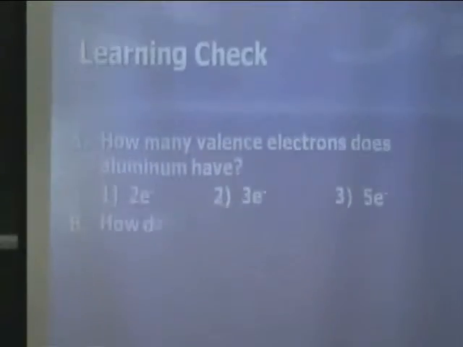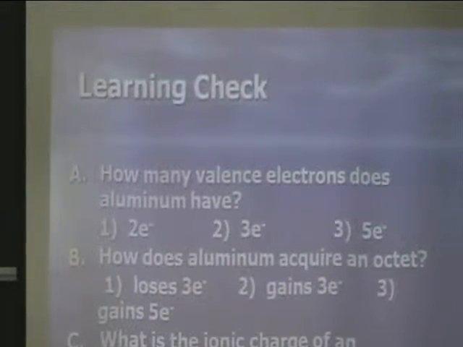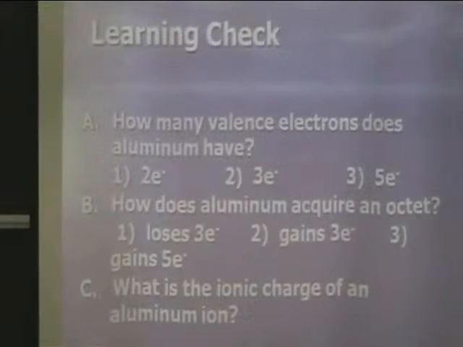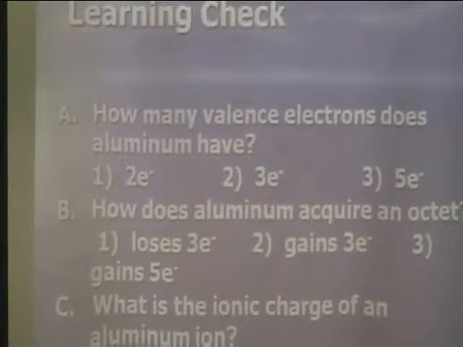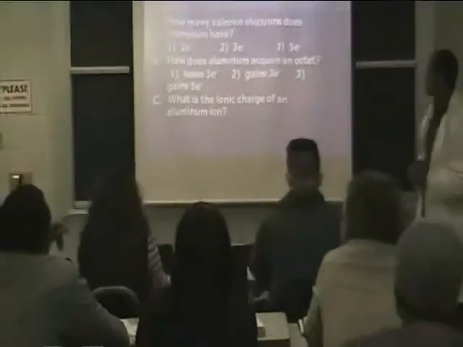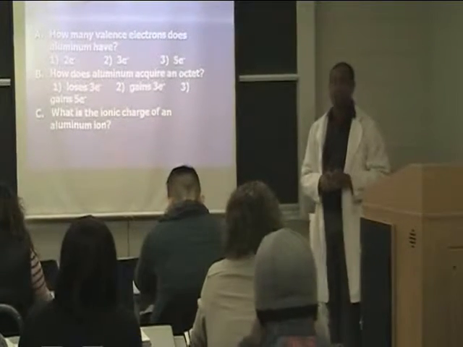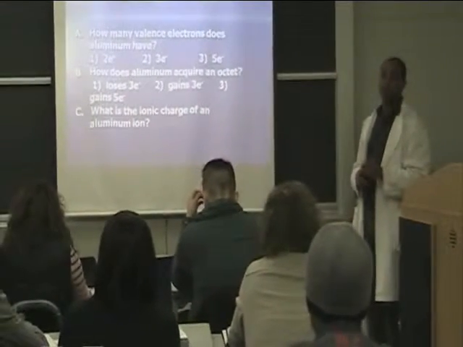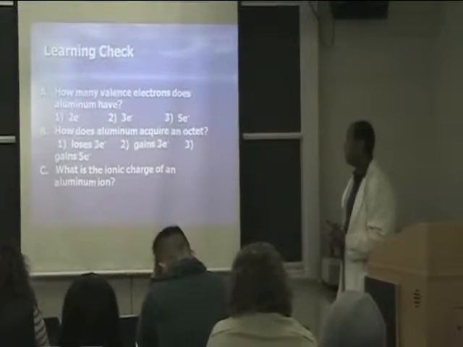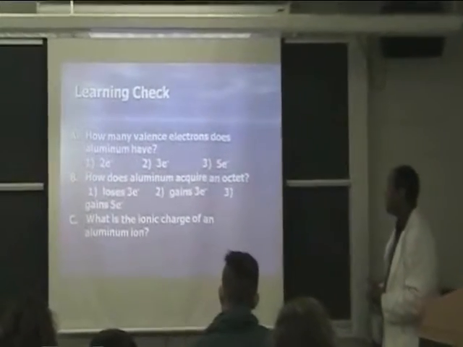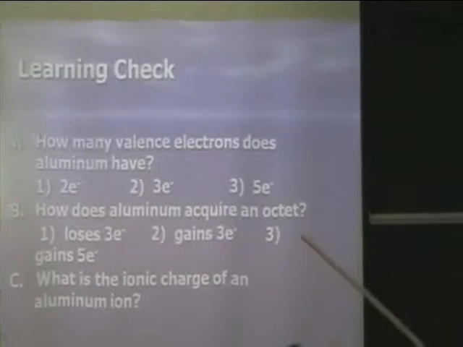Okay, now let's see some of the learning checks. Let's do this together. How many valence electrons does aluminum have? What will be your answer? Raise your hand and tell me your answer and your reason. 3. Why do you think it has 3? Because it's in group 3. Yes, if you look on a periodic table, aluminum is found in group 3. Aluminum is a main group, representative element, in group 3, so it should have 3 valence electrons. Does that make sense, everybody?